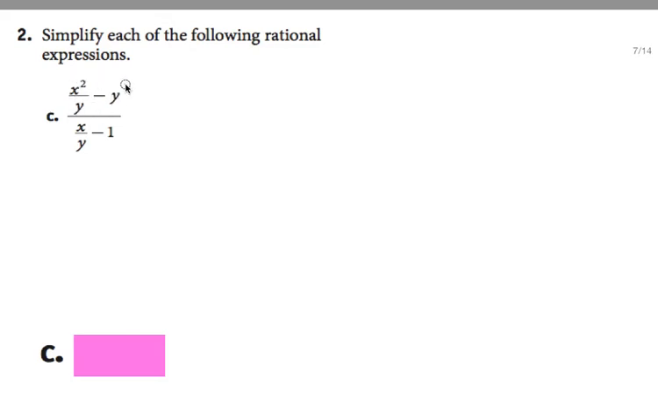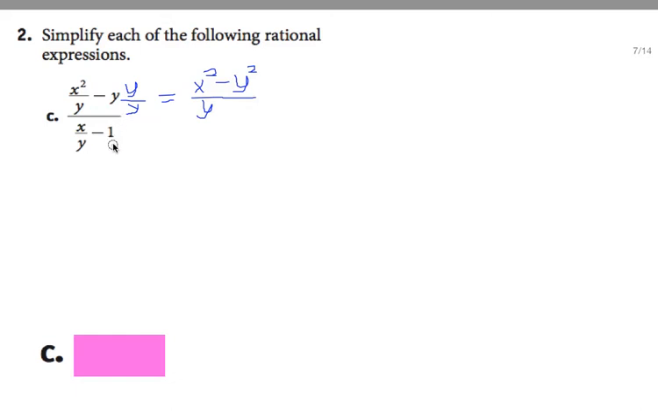So I need to multiply this y by y over y so that I get a common denominator of y here. So in my numerator, I'm going to end up with a y in the denominator, and then in the numerator I have x squared minus y squared. Okay, I get the y squared from y times y. All right, so that's my numerator.